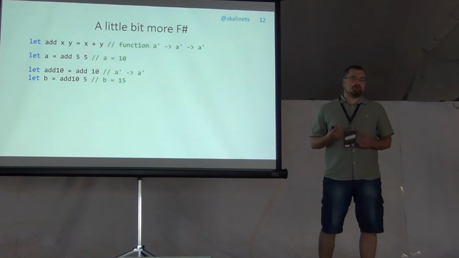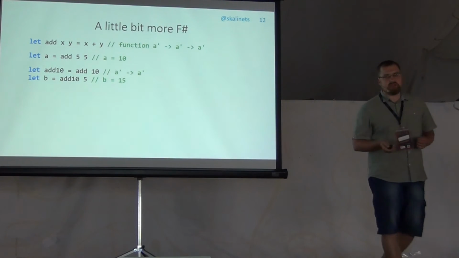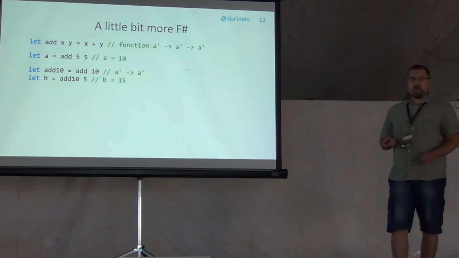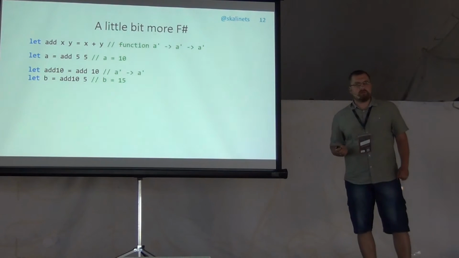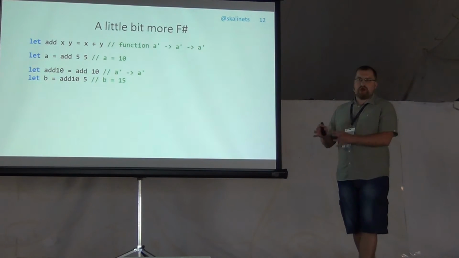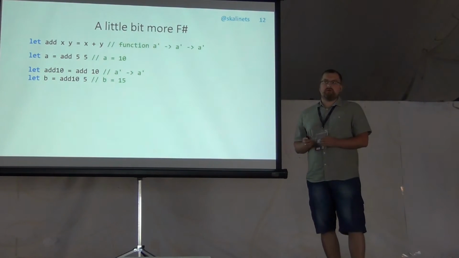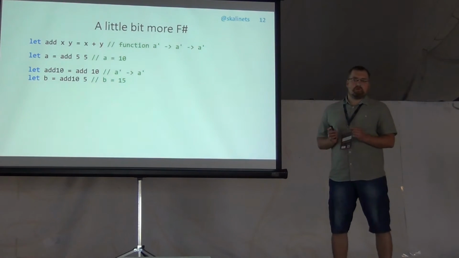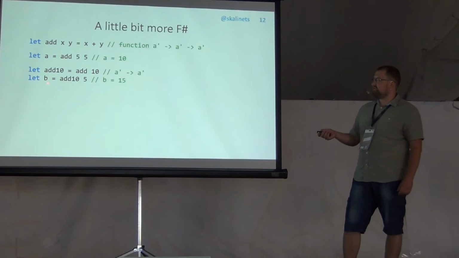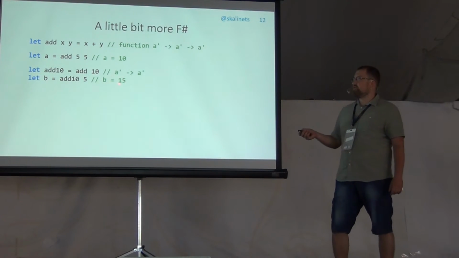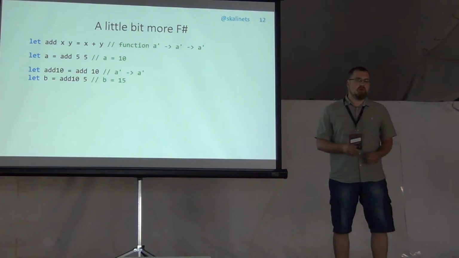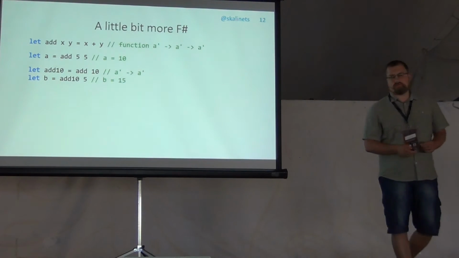This is called partial application, because we have taken the function add and applied only one argument to it, and we give the caller the ability to bind another argument. In this case, we can call this add 10 with 5, and it will return 15, because obviously it's 10 plus 5.